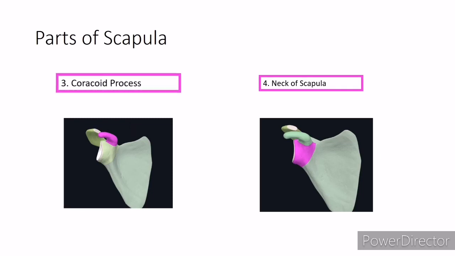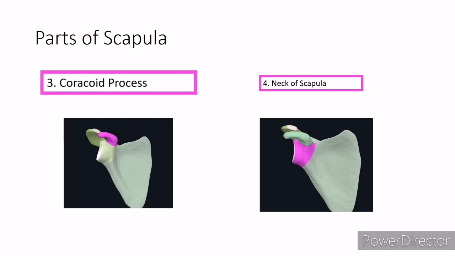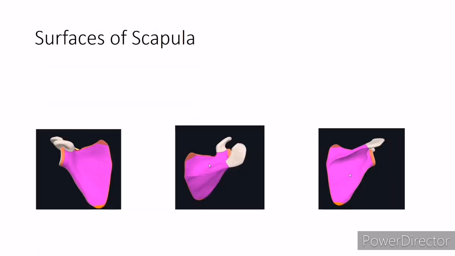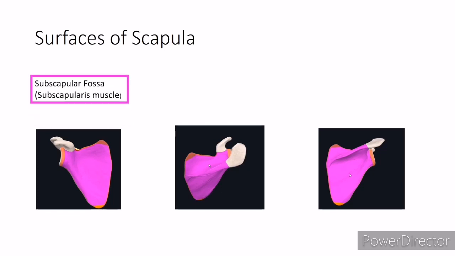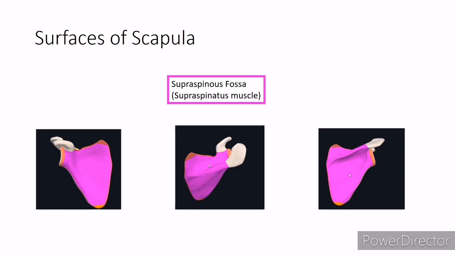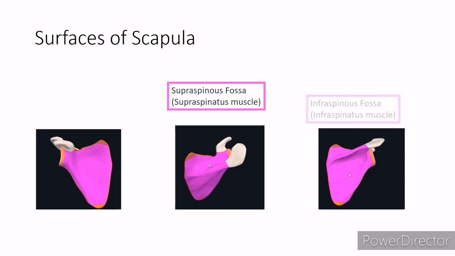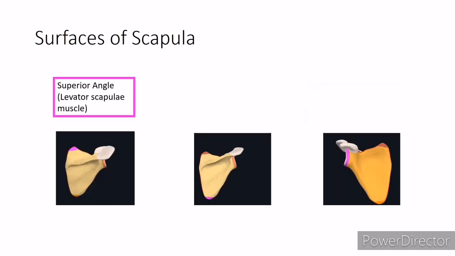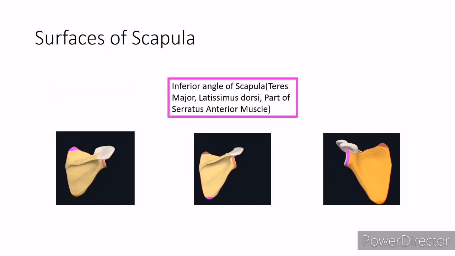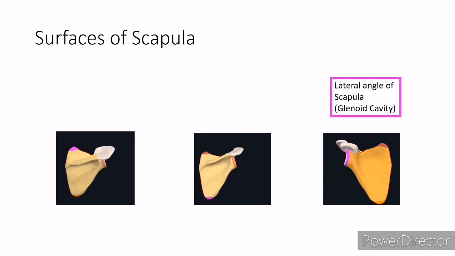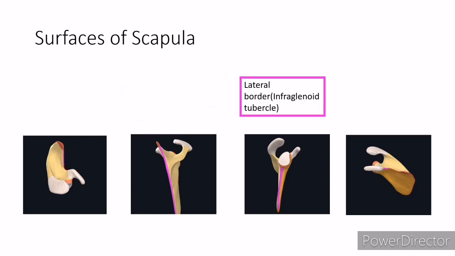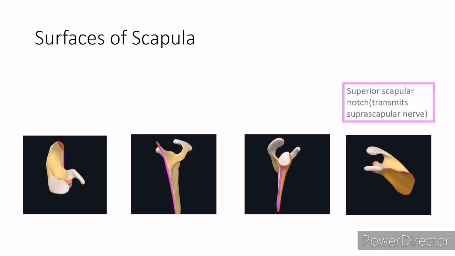The coracoid process, which lies at the front side of the scapula, and the neck of the scapula. Other parts of the scapula include the subscapular fossa for the subscapularis muscle, supraspinous fossa for the supraspinatus muscle, and the infraspinous fossa for the infraspinatus muscle. Inferior angle for the levator scapulae muscle, inferior angle of the scapula, and the lateral angle of the scapula. The inner border, the medial border, the lateral border, and the superior scapular notch are the surfaces of the scapula.